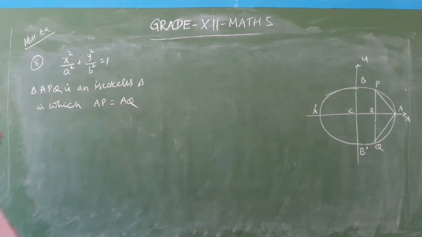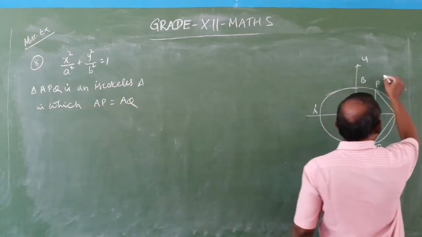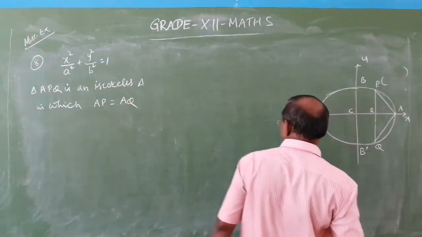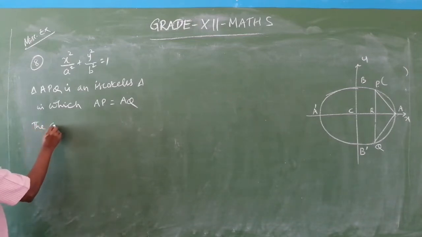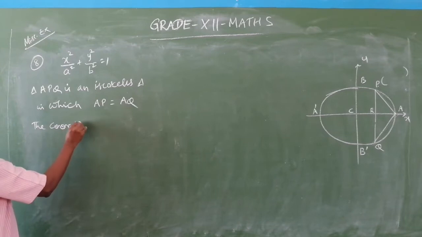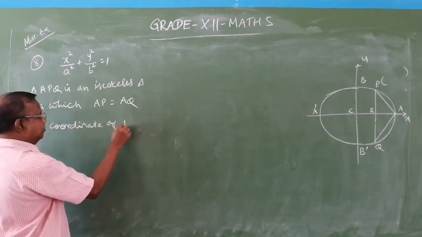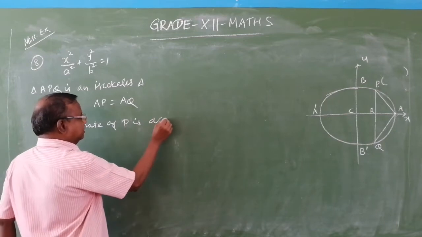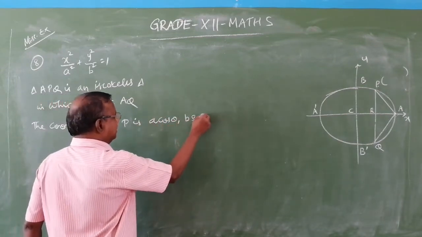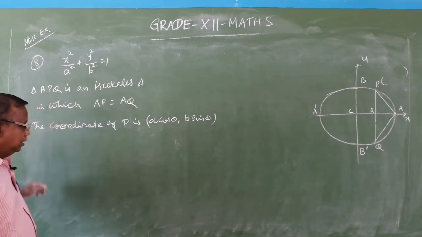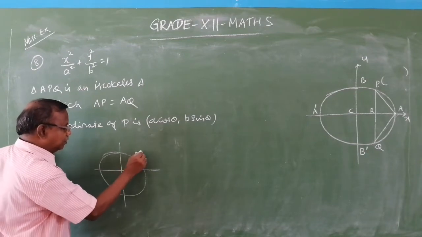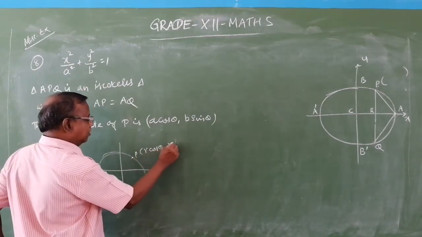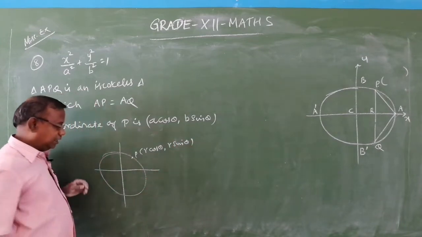Now here we need to find the coordinate of P. Generally the coordinate of P in the parametric form for an ellipse is A cos theta comma B sin theta. Now take a circle. We know that any point on the circle P equal to R cos theta comma R sin theta. We have studied this in the 11th standard.